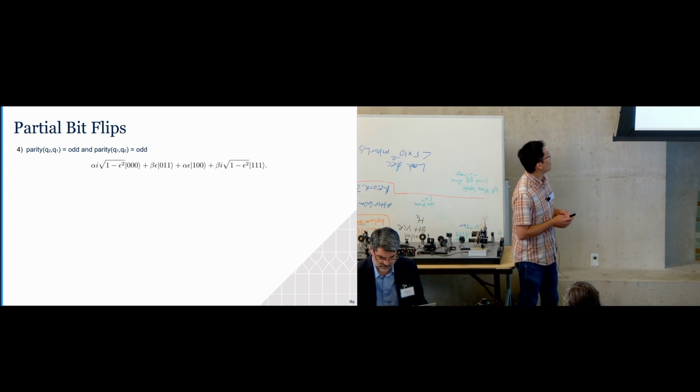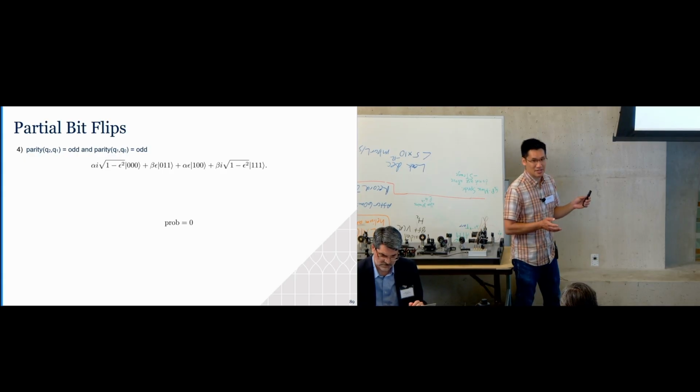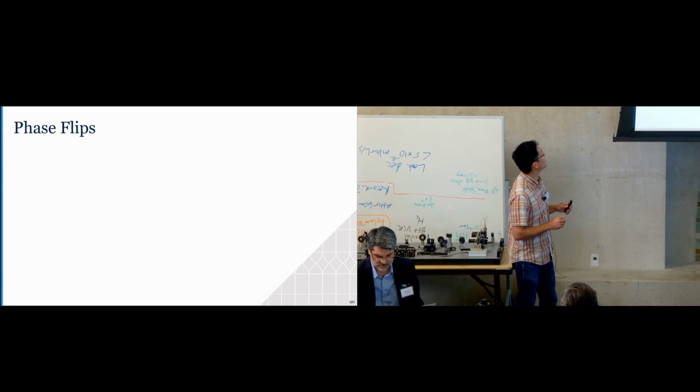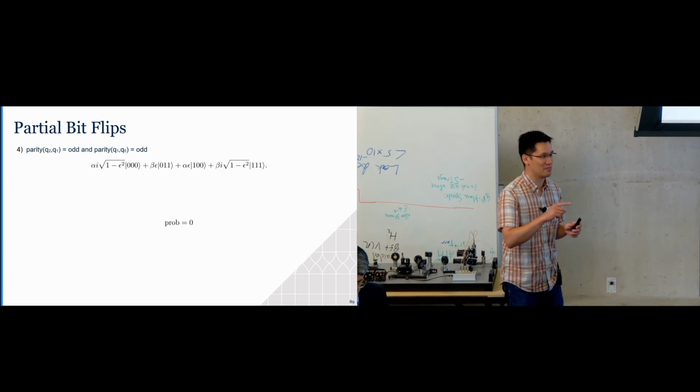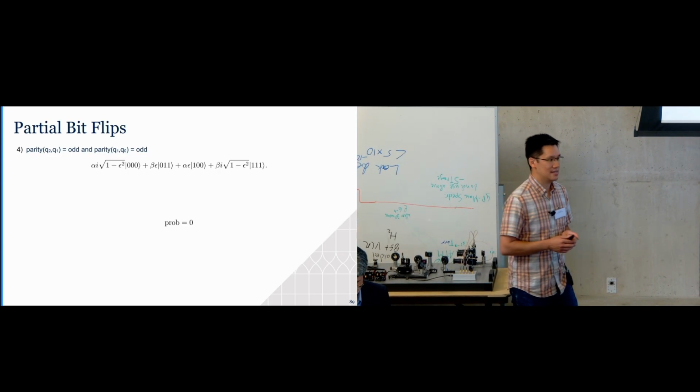And then the final option of them both being odd can't happen. So those are the only possibilities. You force it to have no error, or you force it to have a complete error that you can correct.